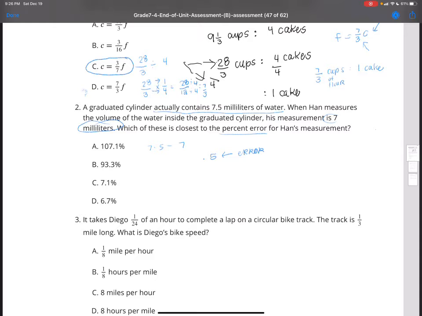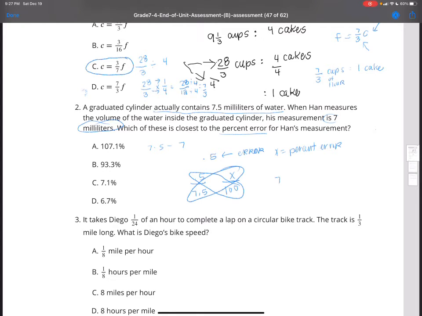So what I'm going to do is put that over the actual amount, which would be 7.5, because that's what it's supposed to be, and the actual error is a half, or 5/10. So X is going to represent my percent error, and then X will be over 100. And now I want to cross multiply.